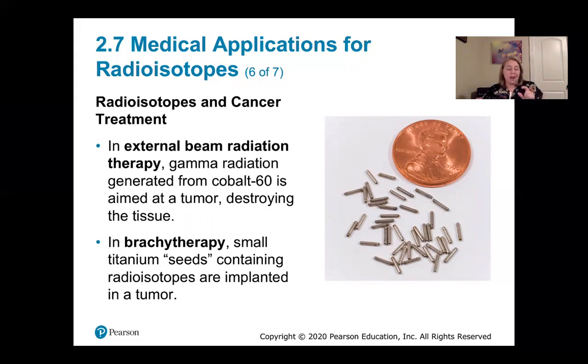Or you can implant one of these, they're called titanium seeds, and they contain radioisotopes inside of them, and you basically cut open the patient and insert it inside the tumor. So the tumor now surrounds this titanium seed and gets the bulk of the radiation and therefore dies. So there are a couple of different ways that you can do that.